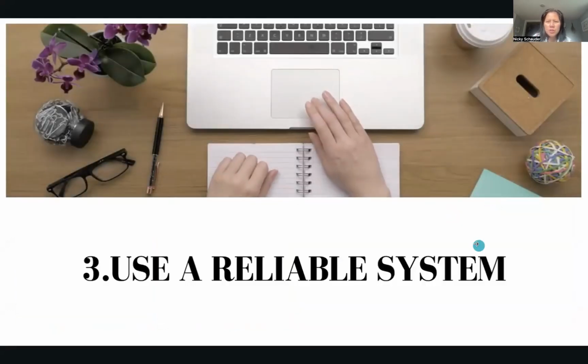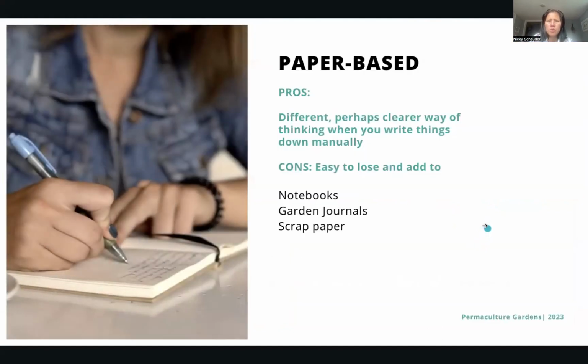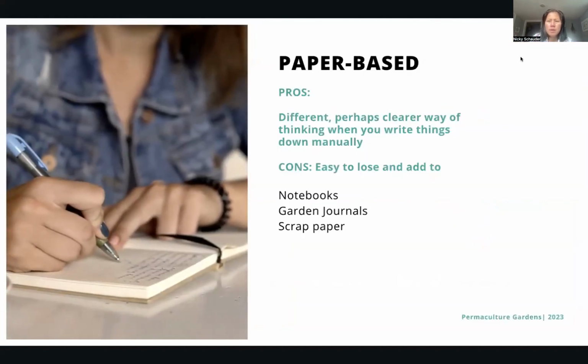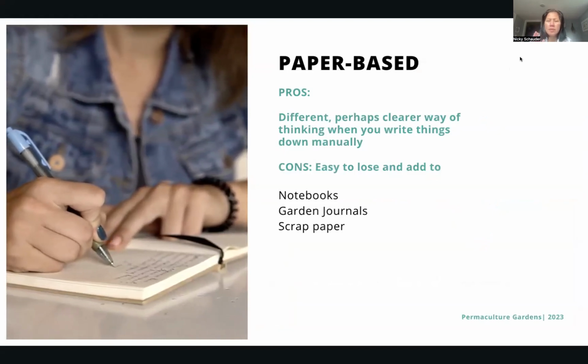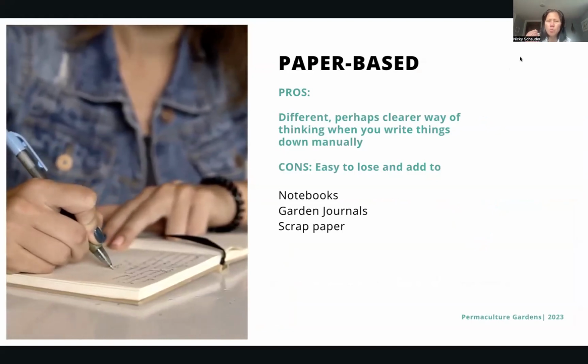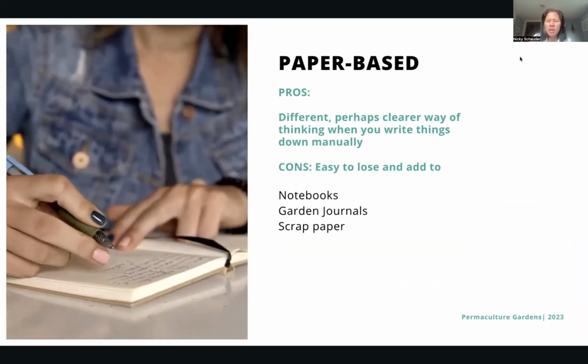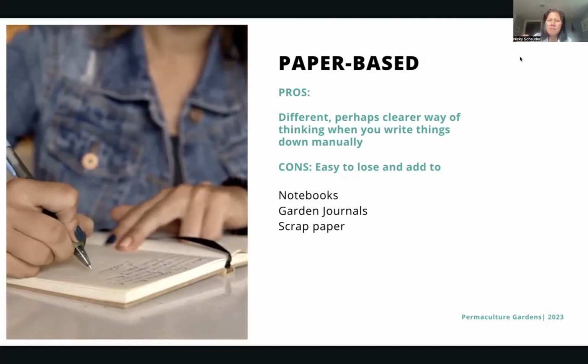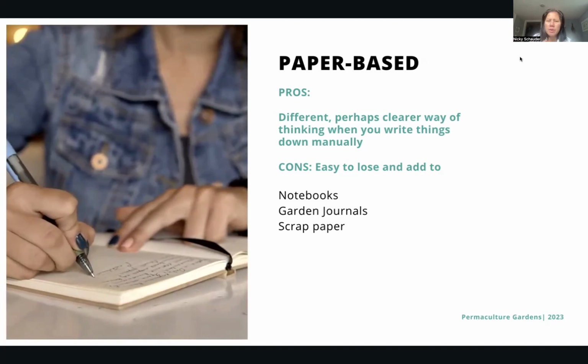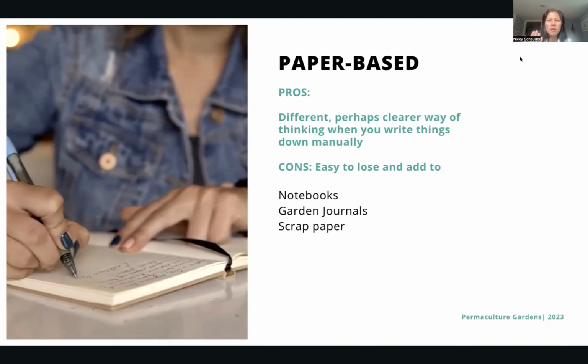So third is we're going to start to use a reliable system to capture all these plants that we're trying to grow. Now, some of you may be using a paper-based system, and this is great because we do have a different way of thinking when we write things down. I still have a paper planner, a paper agenda, and a journal that I keep to write things down, whether it's from the garden or prayer. And I think that there's a different way that your mind works when it's paper-based, maybe more creative, in fact. But the con to that is it's easy to lose and add to.